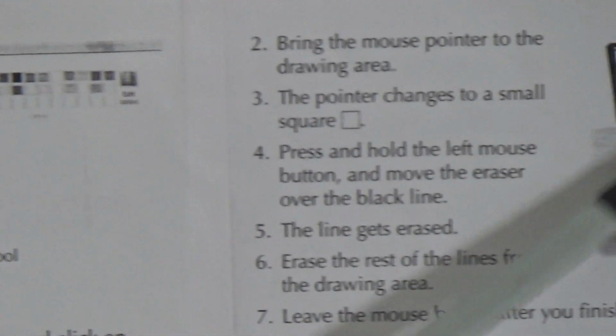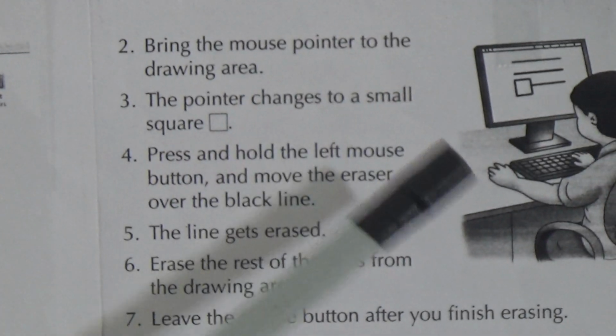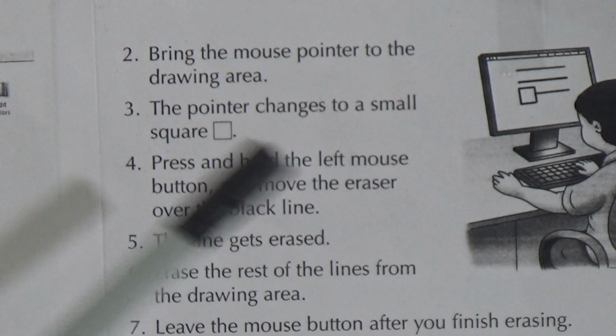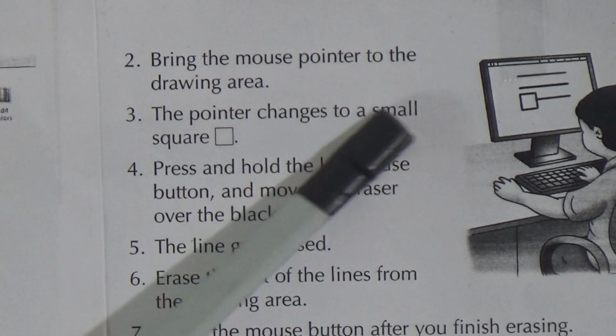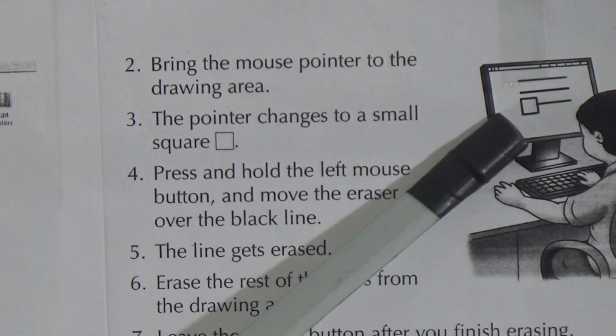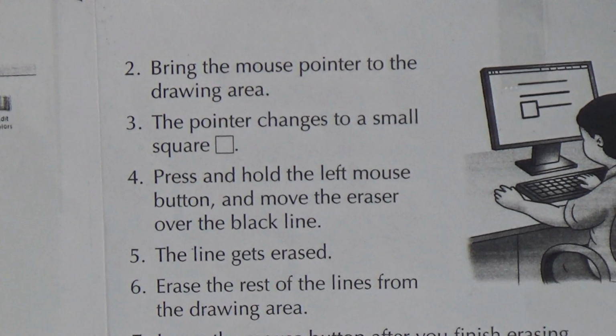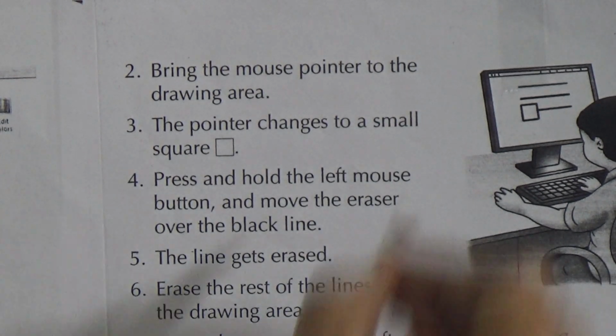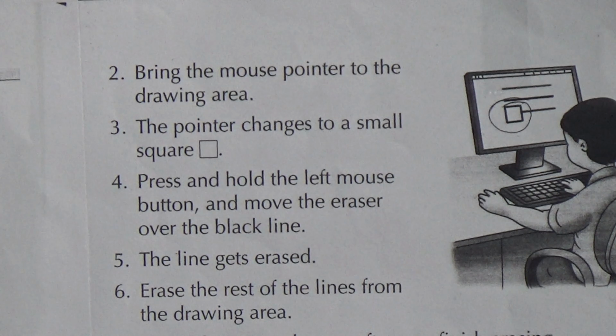Now next step, bring the mouse pointer to the drawing area. So you will bring the mouse pointer to the drawing area, that means the white portion. And number 3, the pointer changes to a smaller square. Now the pointer will change to a small square. Now look, the pointer will change to a small square here.